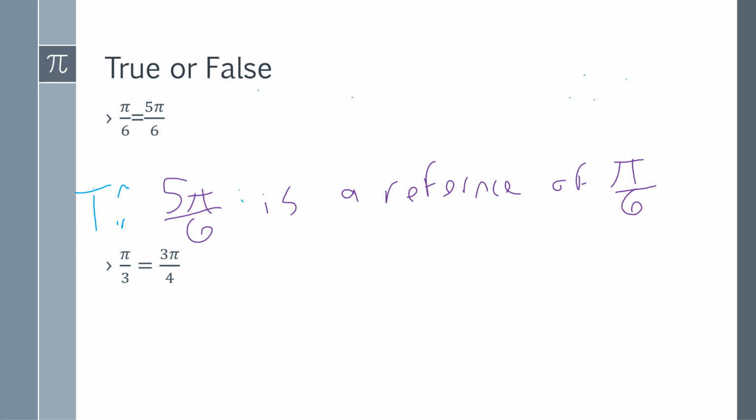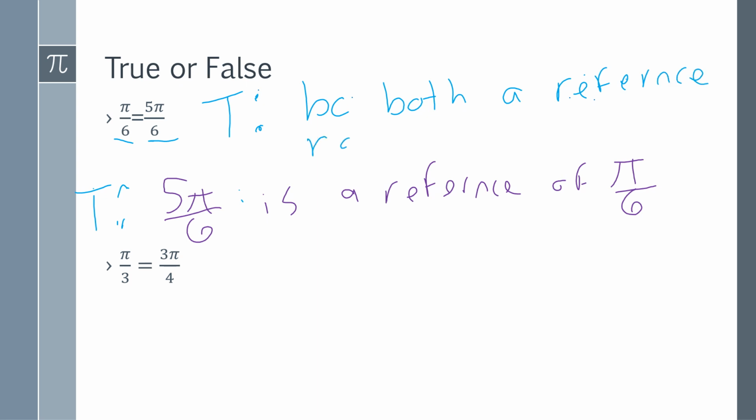The easy way of doing this is just saying, you see the 6 here and the 6 here? You could also just say true, because both are reference radians, which is true because they have the same denominator. Anytime you see radians with the same denominator, they are reference radians to each other.